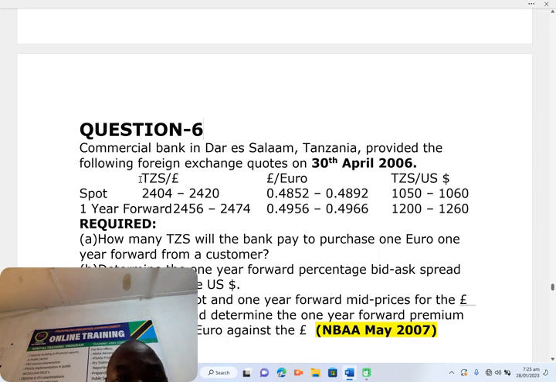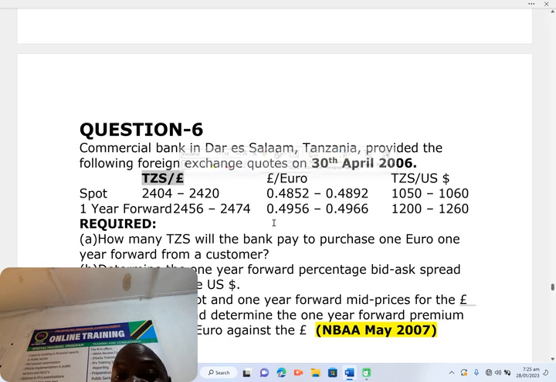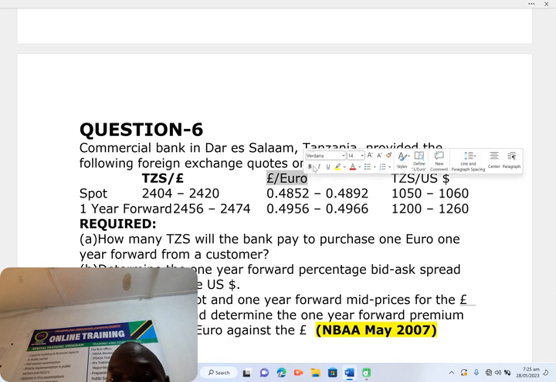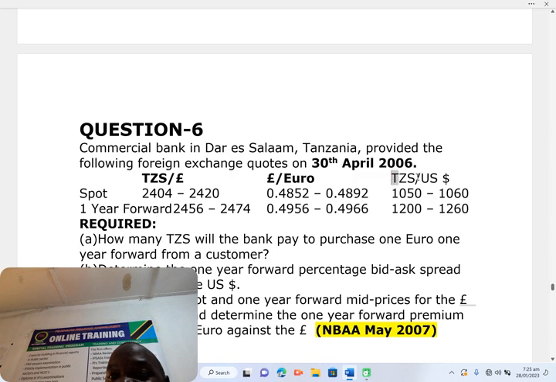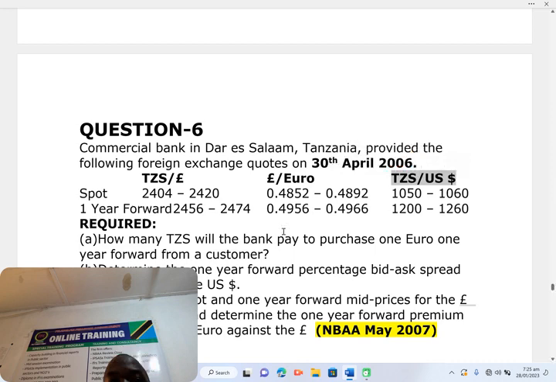Now, the first one is Tanzanian shillings against pound. And then we have pound against euro. You'll see, and then we have Tanzanian shillings against dollar. Do you get me? So at this point, you have spot rate and 1 year forward.